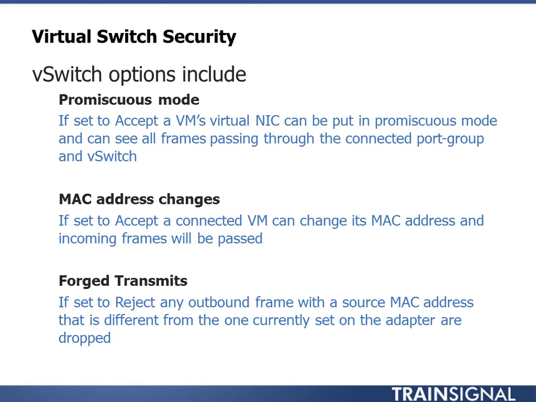I don't know why I did this definition backwards, but if set to reject, any outbound frame with a source MAC that is different from one currently set on the adapter are dropped. Basically, it means MAC address changes allows a VM to change its MAC and receive frames from the network. Forged transmits allows a VM to change its MAC address and send frames to the network. So if you want a VM to change its MAC address and both send and receive, you need to set both of those to accept.